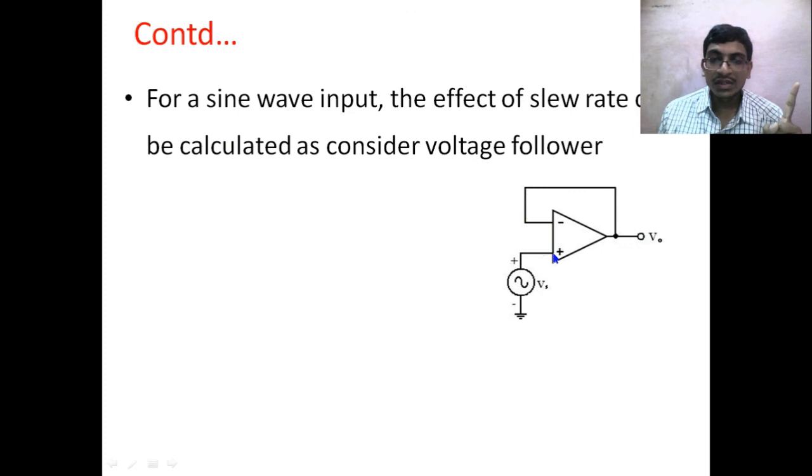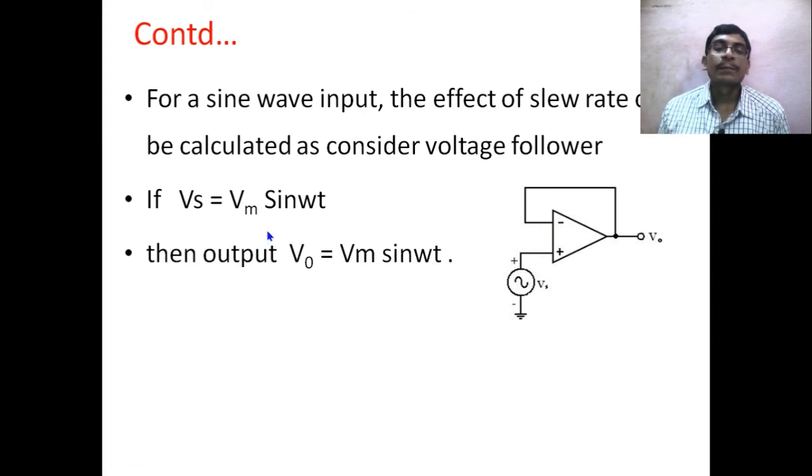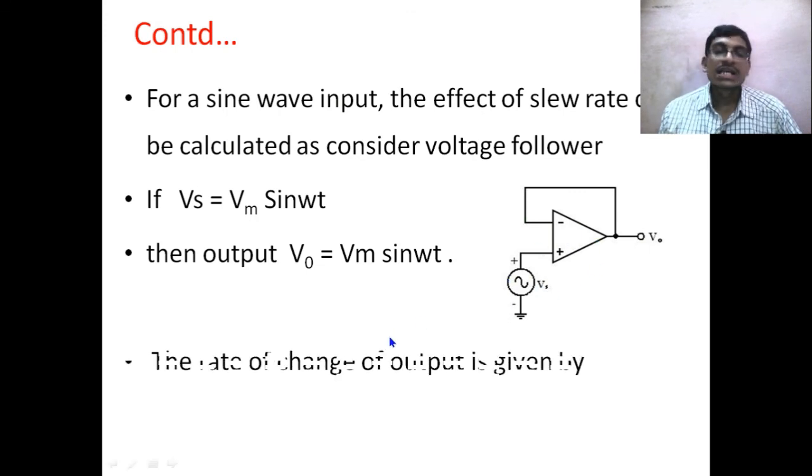So the gain of this voltage follower is only one, unity. Here you can see this is a non-inverting type of voltage follower in which we are applying the input signal Vs, a sinusoidal signal. So Vs is equal to Vm sine omega t, where Vm is the maximum or peak voltage of the sinusoidal signal. Then the output voltage V0 is equal to Vm sine omega t only. Input signal is equal to output signal because the gain of the voltage follower is unity.